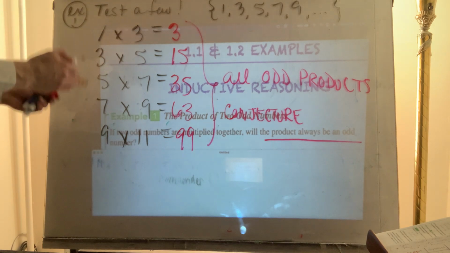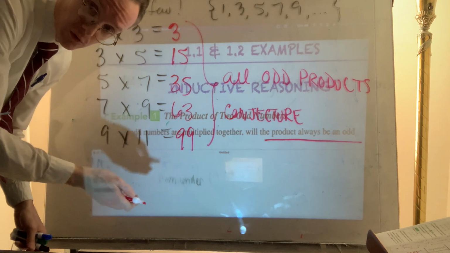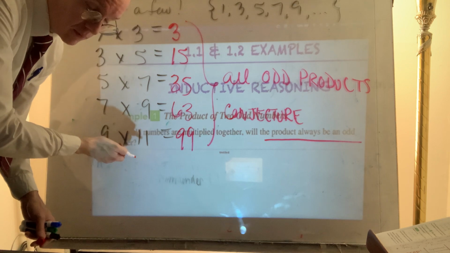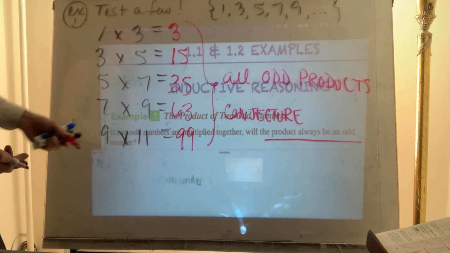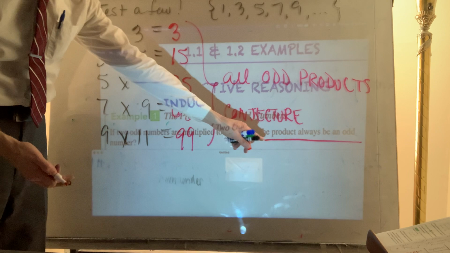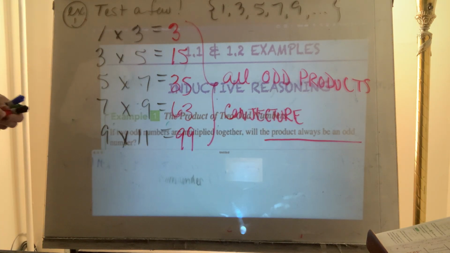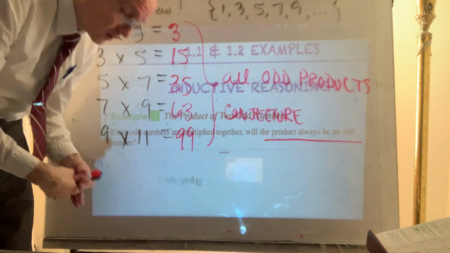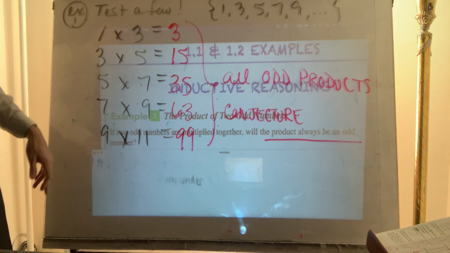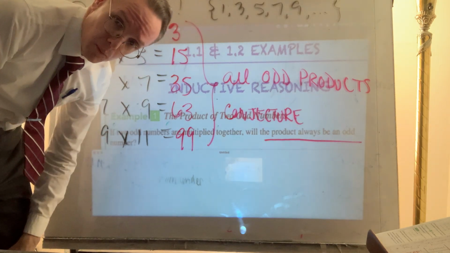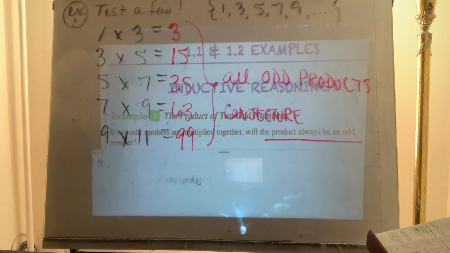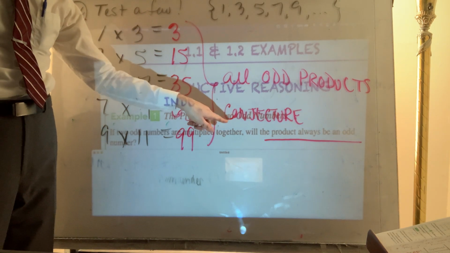Now, is that necessarily true? No, because we haven't tested all of them in theory. Remember, numbers are infinite. But our educated guess is that yes, they will always produce an odd number. The best thing is to remain skeptical. Just keep testing, and then you will have more and more certitude. You'll be more comfortable with your educated guess. This is an example of inductive reasoning again because we're using specific examples to form a general conclusion.